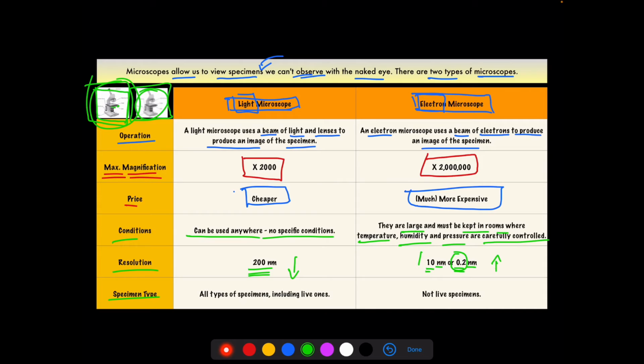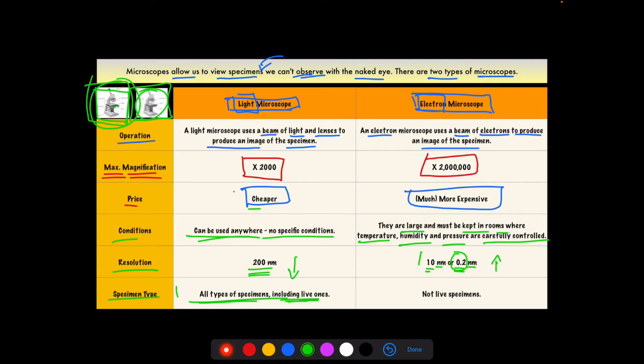So specimen type. What type of specimen can they show us, create an image of? A light microscope can show you everything. This is one of the only advantages of a light microscope, apart from the fact that it's cheaper and it can be used anywhere. So all types of specimens. It can show you anything, including live ones.